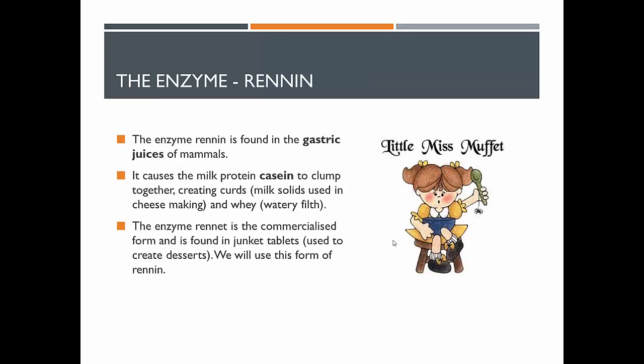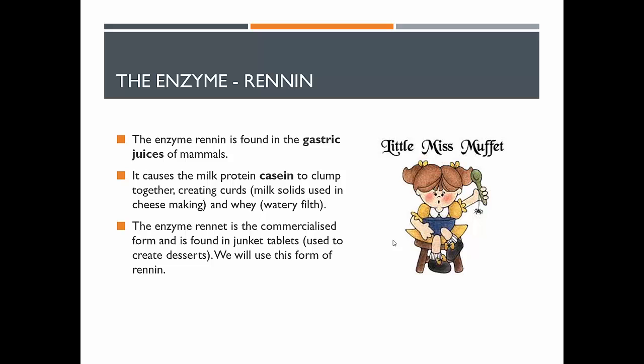Alright, so the one that we are going to look at is rennin. So, rennin is found in the gastric juices of mammals. And what rennin does is it gets the milk proteins that you see in milk, and it curdles them. It clumps them together. And you get milky solids that we can use in cheese. It's rather simple to make things like ricotta cheese at home. And then you get this absolutely disgusting watery filth called whey. And you might have heard of curds and whey from the Little Miss Muffet story.